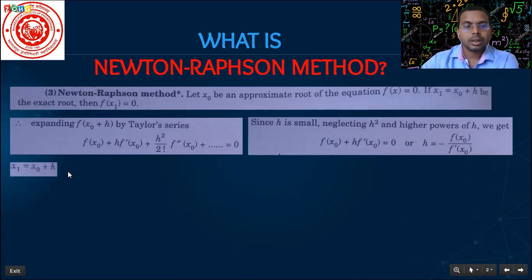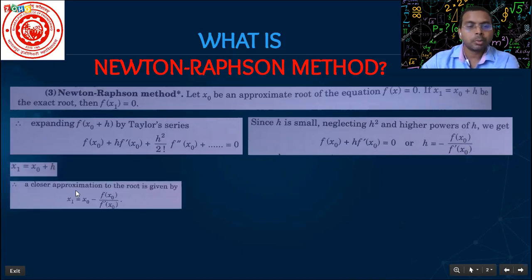Now, since x1 is equal to x0 plus h, we can replace the value of h from here to get a closer approximation of the root, given by x1 equal to x0 minus f(x0) by f dash x0. Because x1 is equal to x0 plus h and we are going to replace the value of h from this value, and we are finding this new value of x, which we say x1.